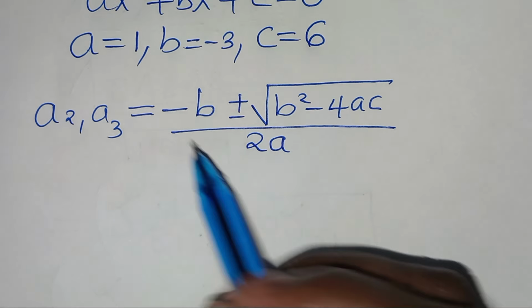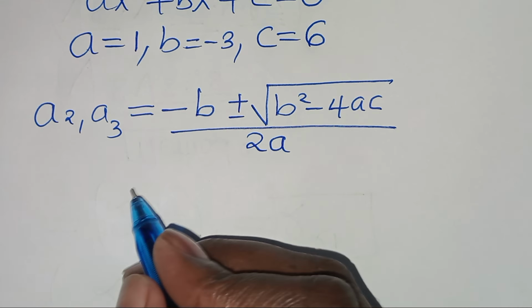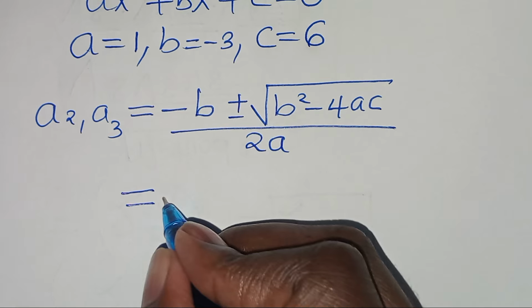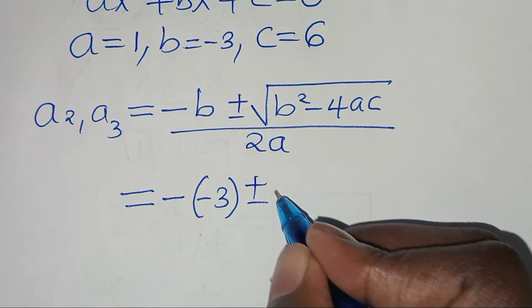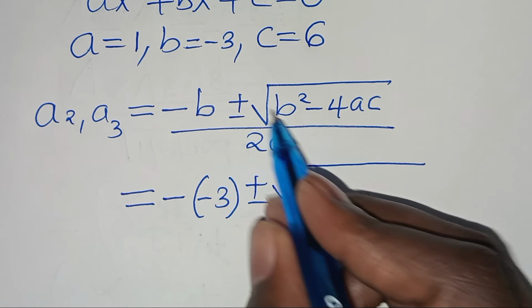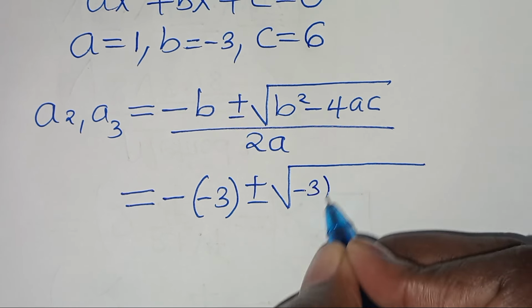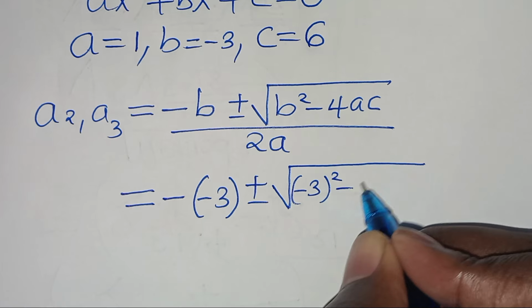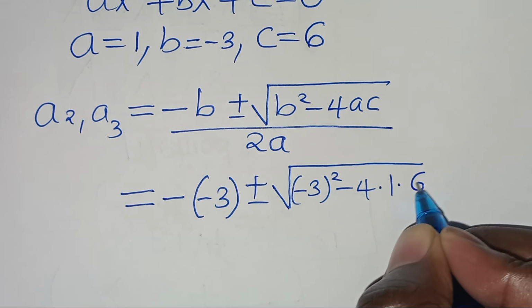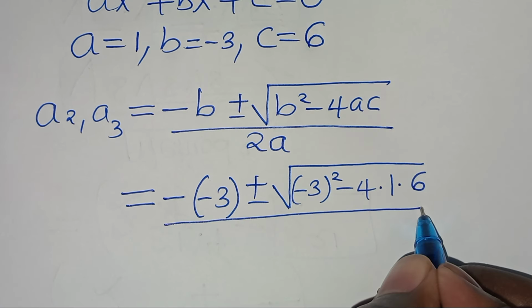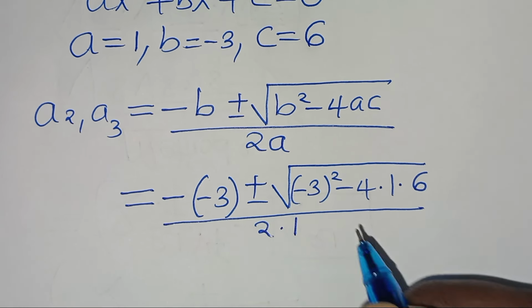Now let's substitute the values of a, b, and c from here. So we have minus 3 plus or minus the square root of minus 3 squared minus 4 times a, which is 1, times c, which is equal to 6. All this divided by 2 times 1.